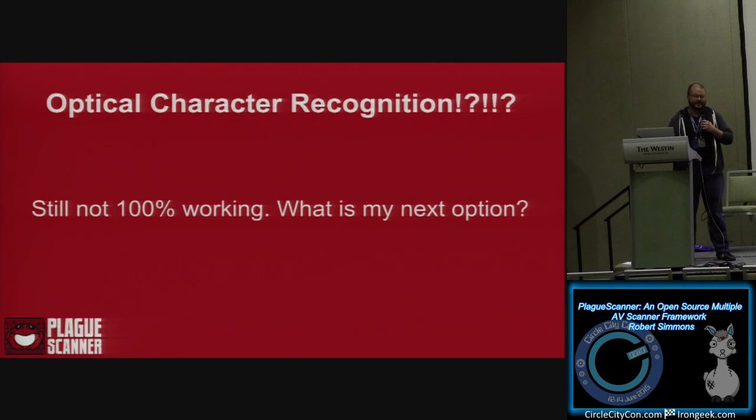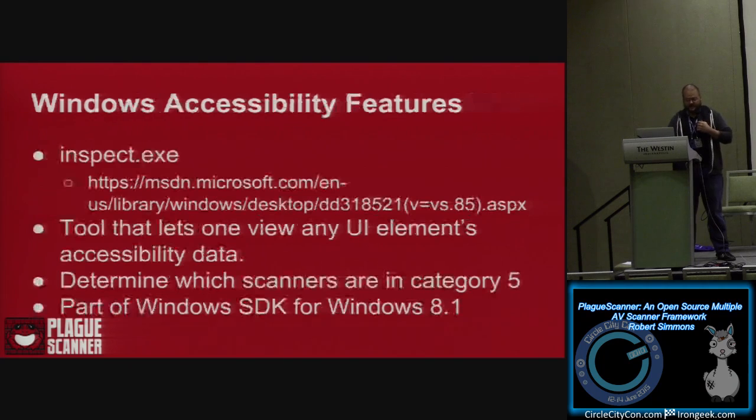So it's not 100% working, so what's my next option? The next option here, and this is something that I do need help with because I'm not a Windows programmer by any means, is a program called inspect.exe. It's part of the Windows 8 SDK, and you can find it in the Windows 8.1 SDK. This is the one that I've pulled out. It lets you view any UI element's accessibility data. At the point I'm at now, because I've only recently started working on this feature, I can see the data. I just need to know how to programmatically get to it.